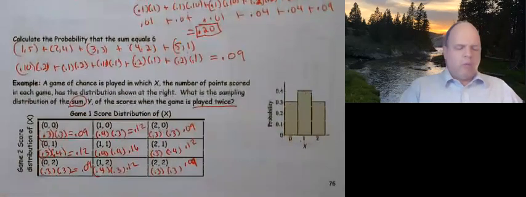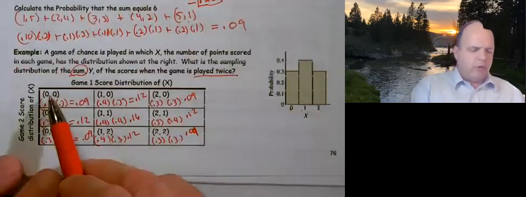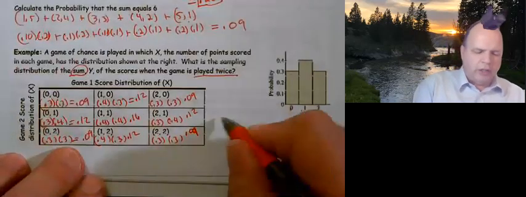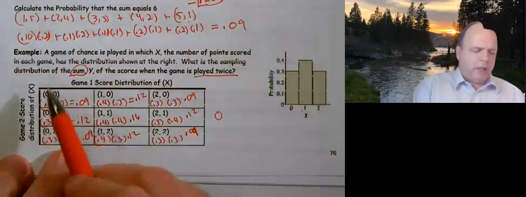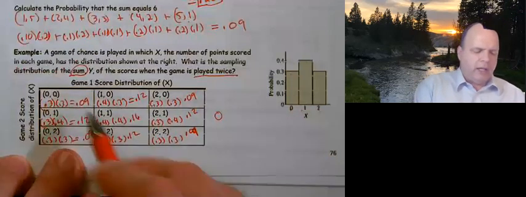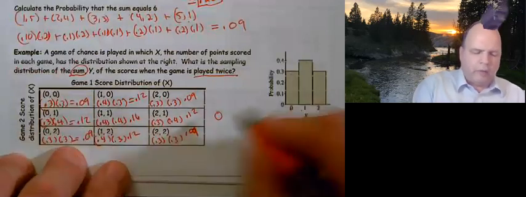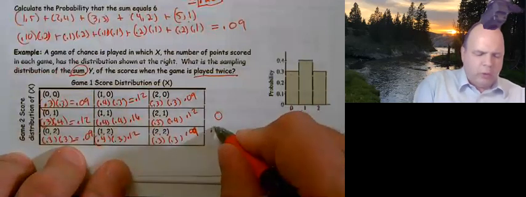All right. So what are my possible outcomes? 0 plus 0 is 0. So someone could get 0 points total. The probability of getting that is 0.09, because the only way to get 0 is to have 0 on both games. So this is 0.09.